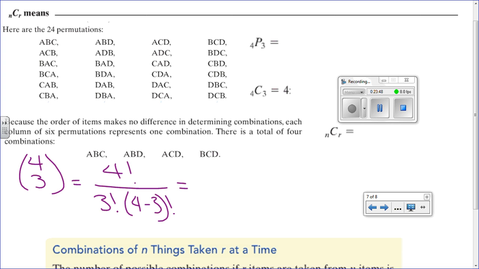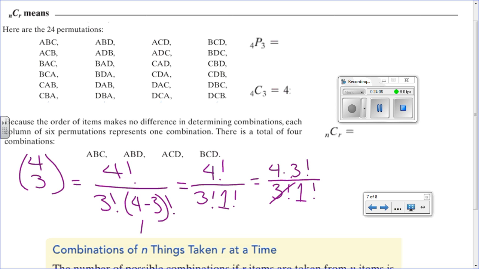So we would get 4 factorial, 3 factorial, and then 4 minus 3 is 1, so 1 factorial. So this is 4 times 3 factorial, and here we have 3 factorial times 1 factorial. The 3 factorials cancel, we have 4 over 1, which is 4. So we actually only get 4, because we just have A with a B and a C, A with a B and a D, A with a C and a D, and B with a C and a D.